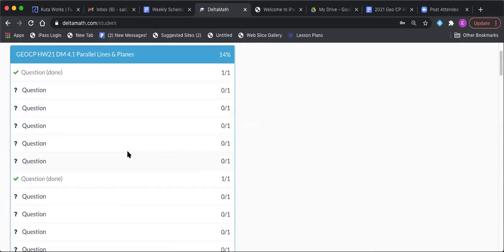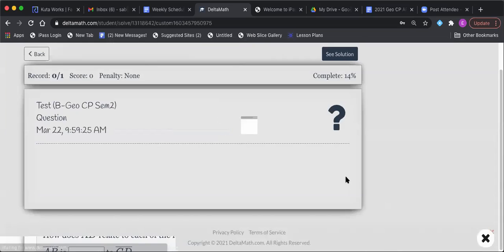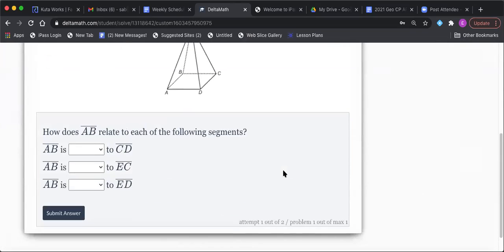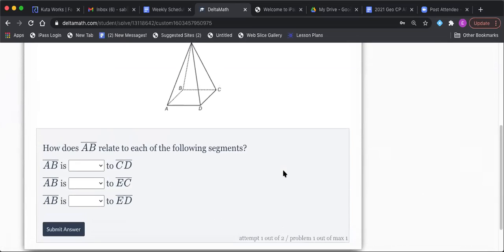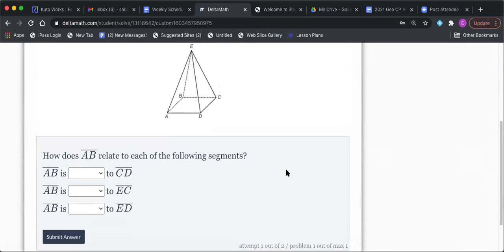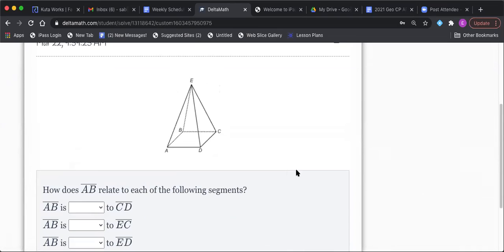Okay. I'll do one more. What's the last one? Ooh, this is a good question. How does AB relate to each of the following? So if I'm looking at AB and I compare it to CD, all right, well, those are definitely in the same plane and they are not intersecting each other. So I would pick parallel.